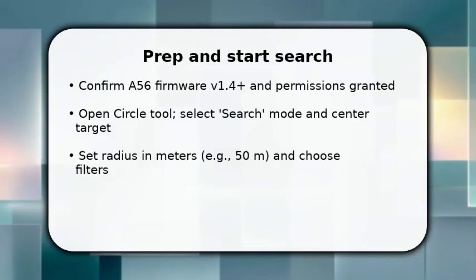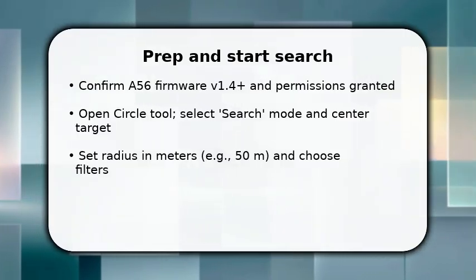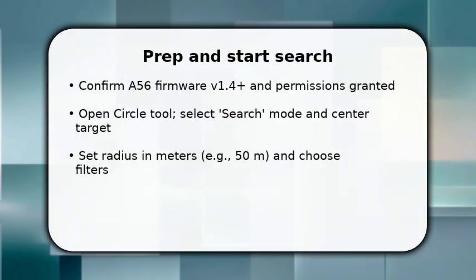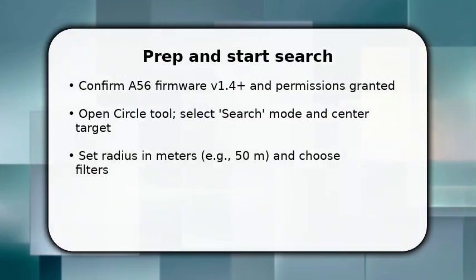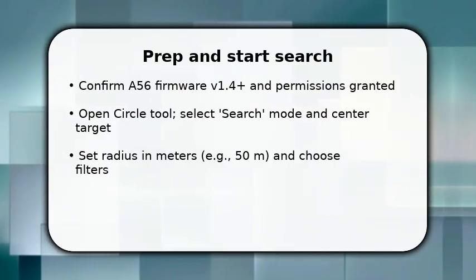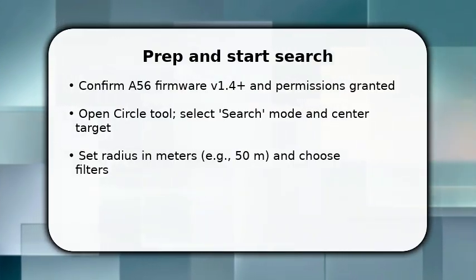You already have the essentials: A56 on a stable network and the Circle tool installed. First, open Circle and choose Search Mode. This immediately engages the device scan.